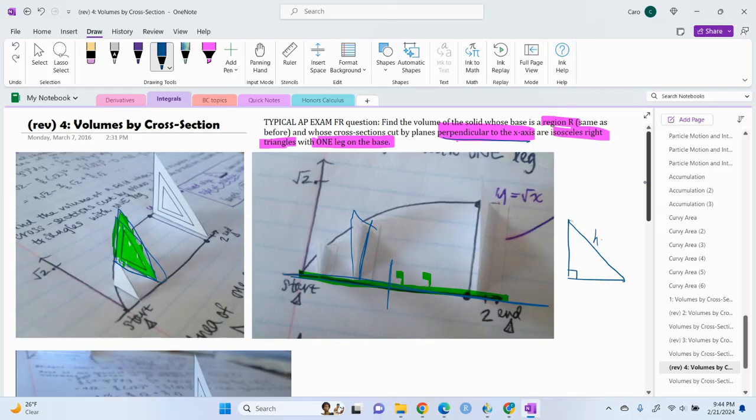They're saying a leg is on the base. So whatever distance this leg is, this leg that's coming up out of the paper, that one's right here, that's going to be congruent to this. Like they're the same length. Okay, so keep that in mind.